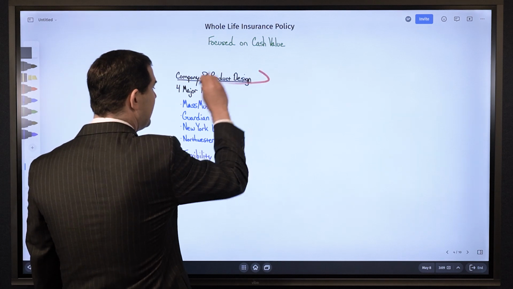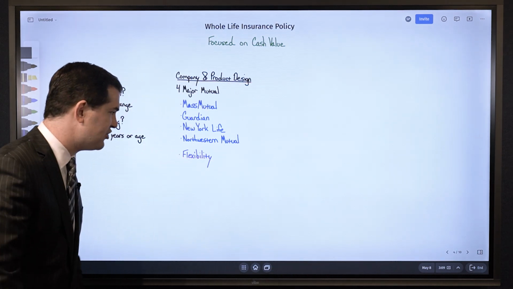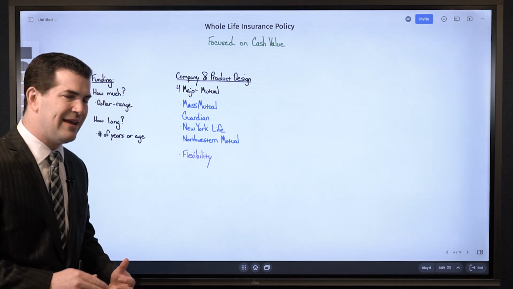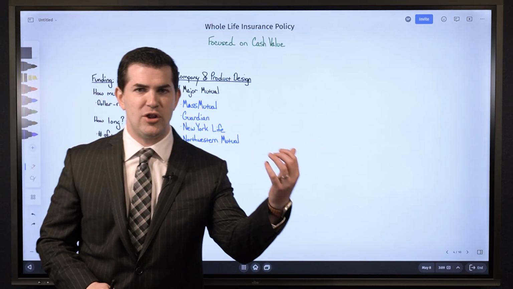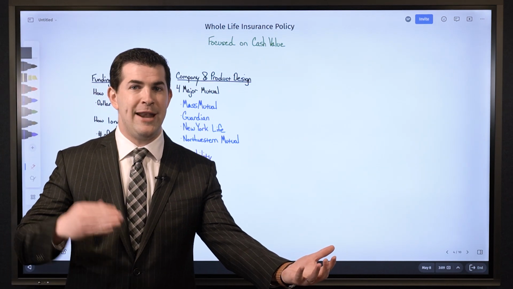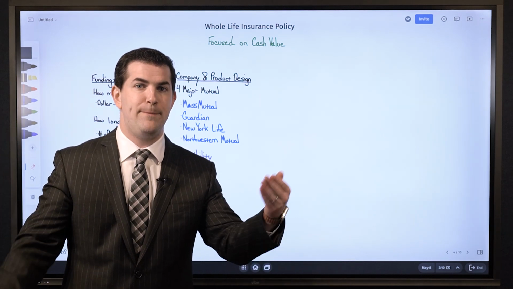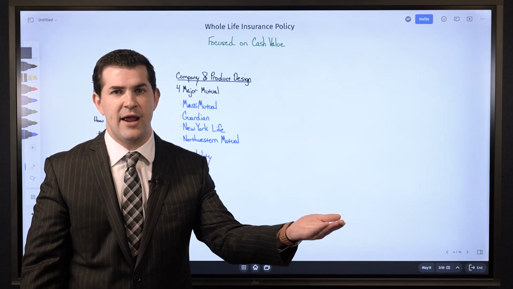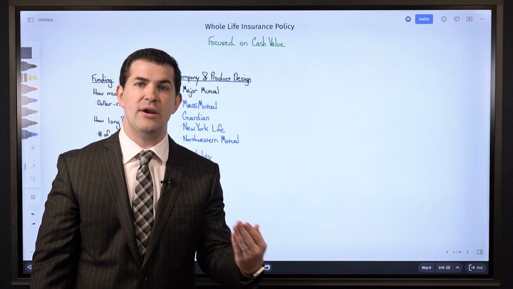On product design, flexibility is often the main topic of discussion, meaning I'm interested in a whole life insurance policy for the benefits that the cash value provides. But what I'm not interested in is having to pay a big premium or be billed every single year, every single month for the same dollar amount. Often people are not interested in that.